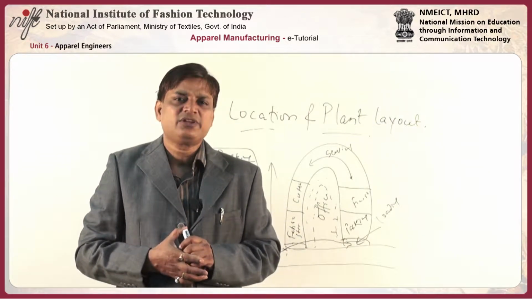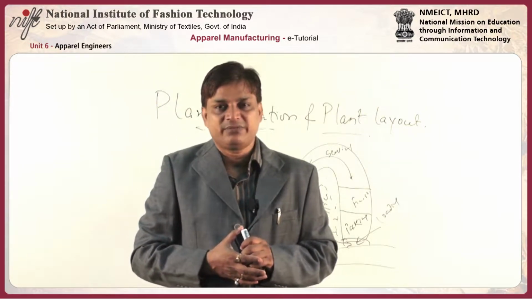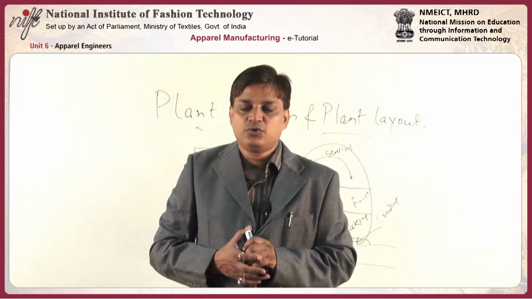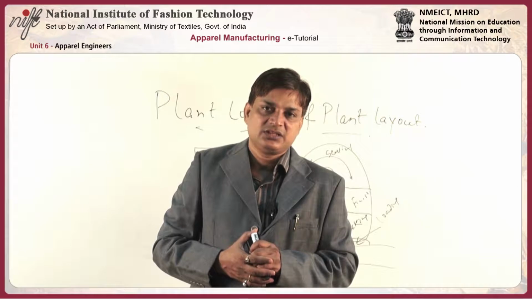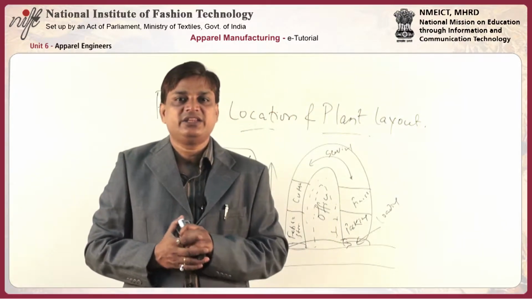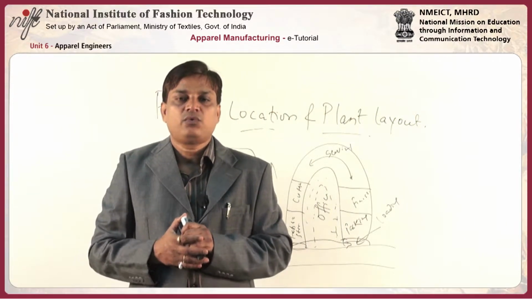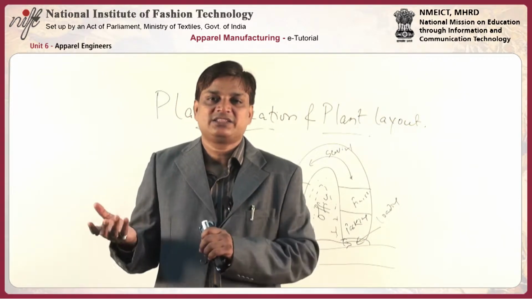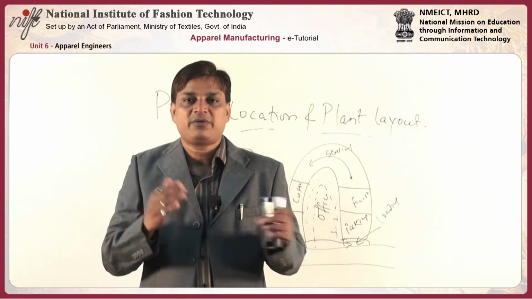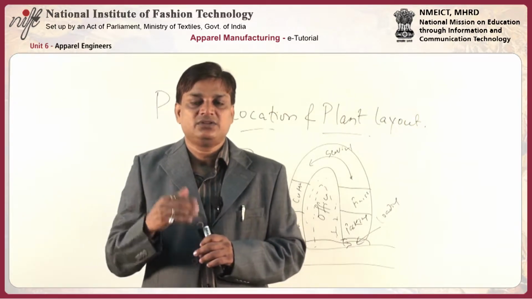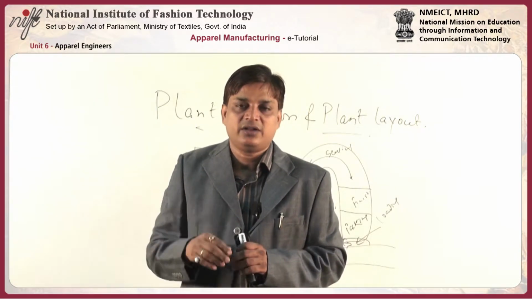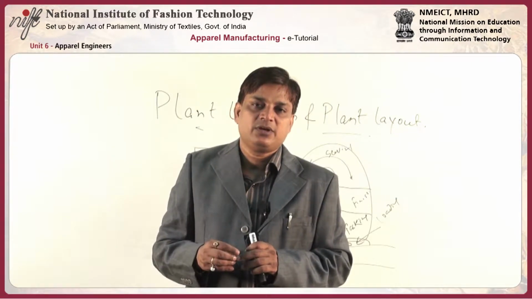The next is the availability of fuel and power. Fuel and power are very much required, because most of the machines are power driven. They need the power, they need the electricity, they need the fuel. So what is the availability of power? What type of electricity is there? In 24 hours, how many hours are you getting power on average? These things are very, very important.